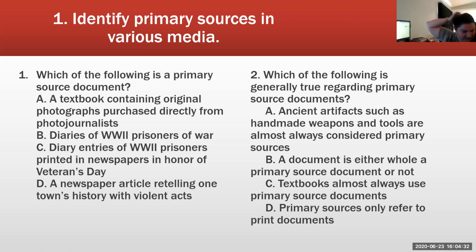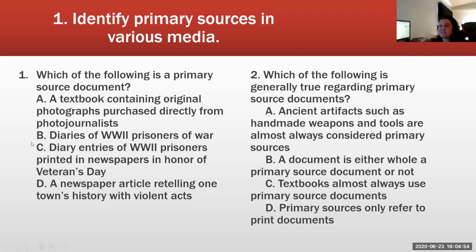And if there were artifacts or documents written by those who lived through the violent acts, those artifacts or documents would be primary sources. But because it's retelling, that's the big word there, retelling one town's history with violent acts, again, that's a secondary source.